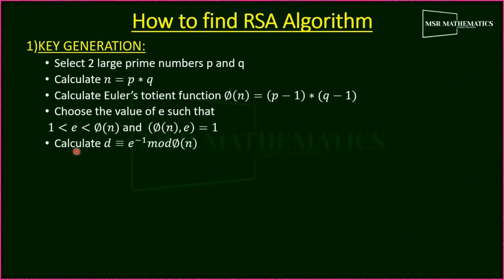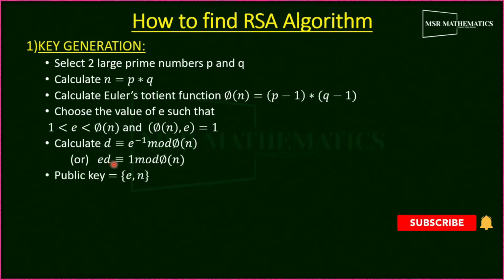After obtaining e, we have to calculate d is congruent to e power minus 1 under modulo phi of n. Or if you take e power minus 1 to the left hand side, we get d into e is congruent to 1 under modulo phi of n. You can multiply throughout this congruency by e, we get e into d is congruent to, here e into e power minus 1 is nothing but 1, the e gets cancelled, remaining is 1 under modulo phi of n. So this is to calculate: ed is congruent to 1 under modulo phi of n.